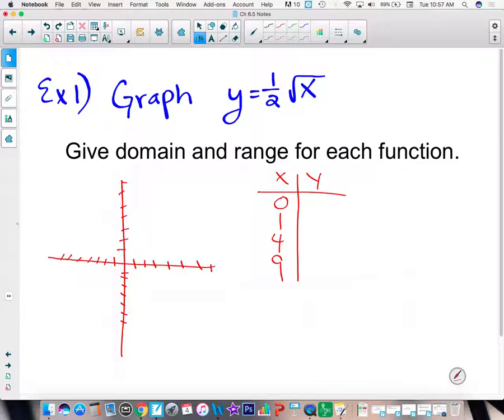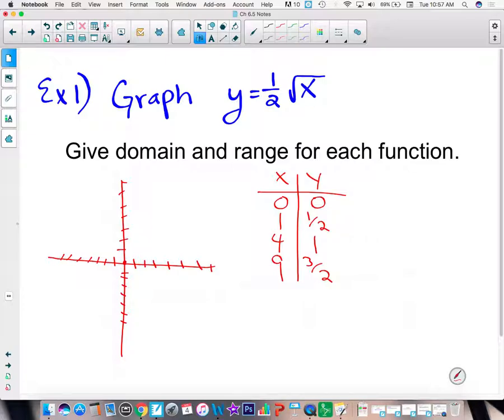So that means we have 0, so 1/2 of 0 is still a 0. What's my next point? Square root of 1 is a 1. What's half of 1? 0.5 or 1/2. Square root of 4 is a 2. What's half of 2? 1. Square root of 9 is a 3. What's half of 3? 1.5 or 3/2. So you can kind of see what your graph is going to look like compared to the last one.